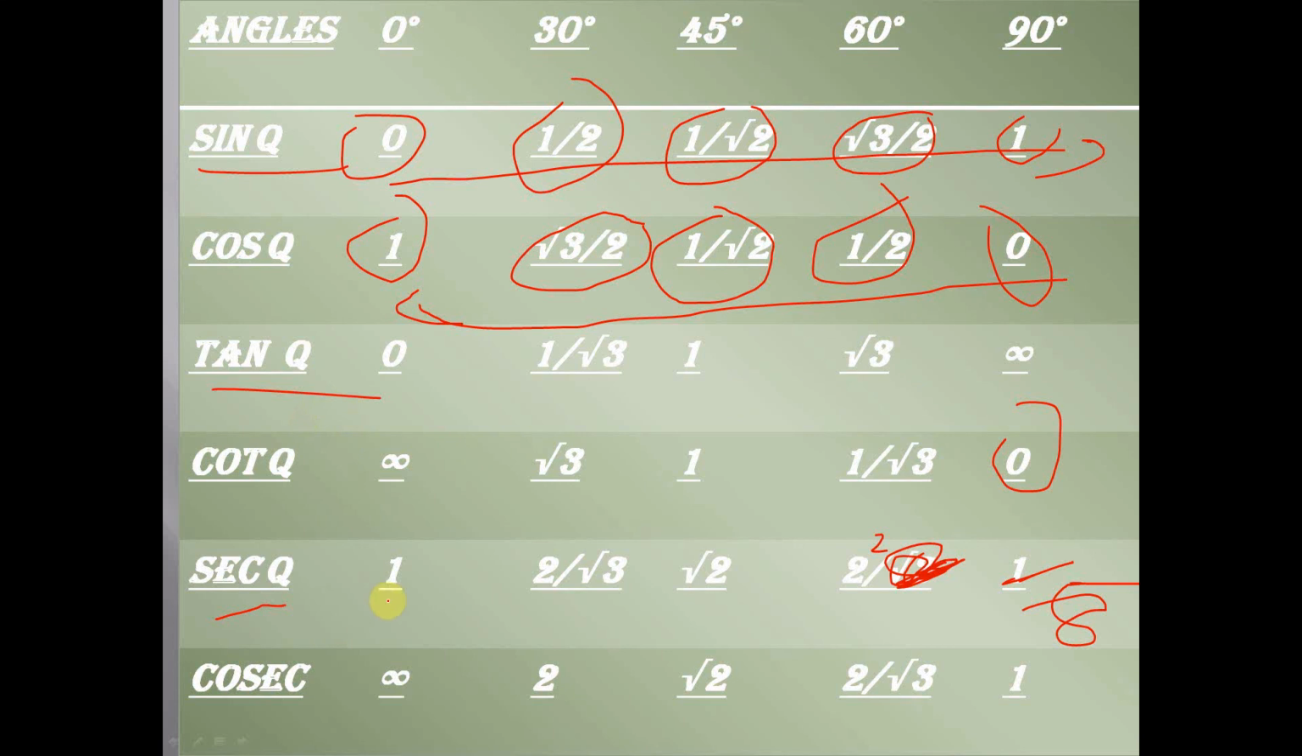In sec theta also 1, 2 by root 3, root 2, 2, infinity. Here infinity, sorry, I have written infinity will come. So you have to learn only the values of sine, tan and sec. The values of cos, cot and cosec will come automatically. Okay.